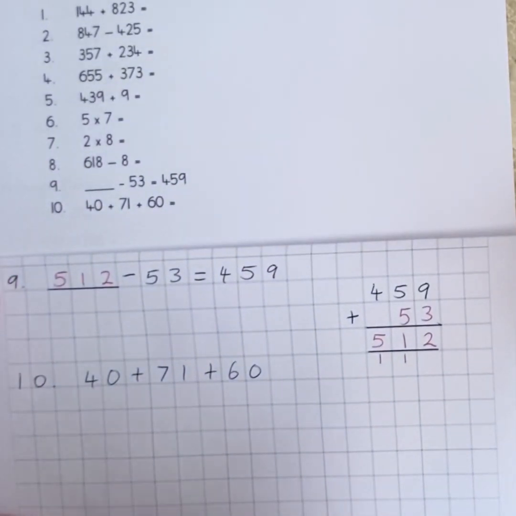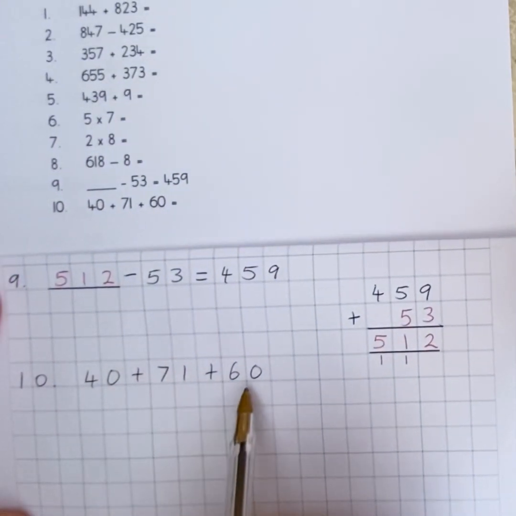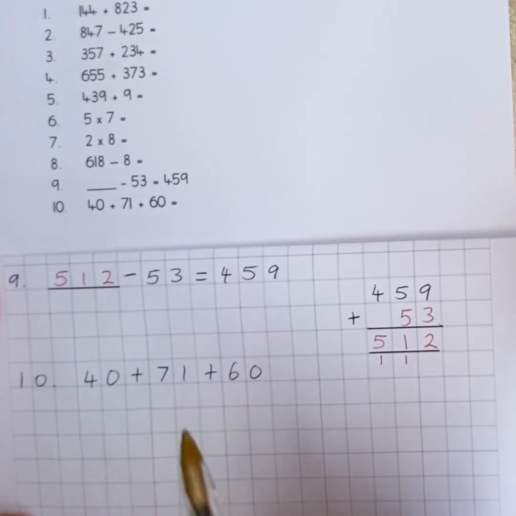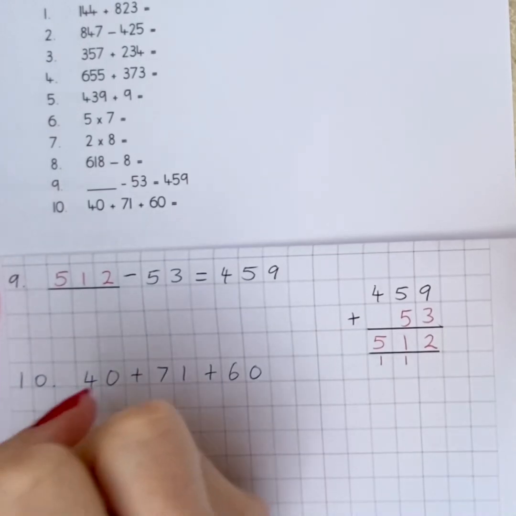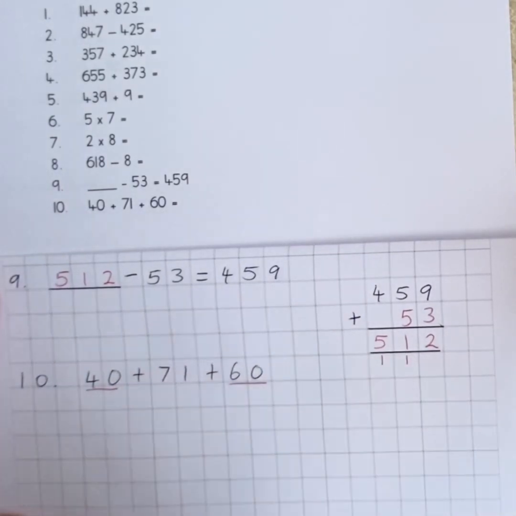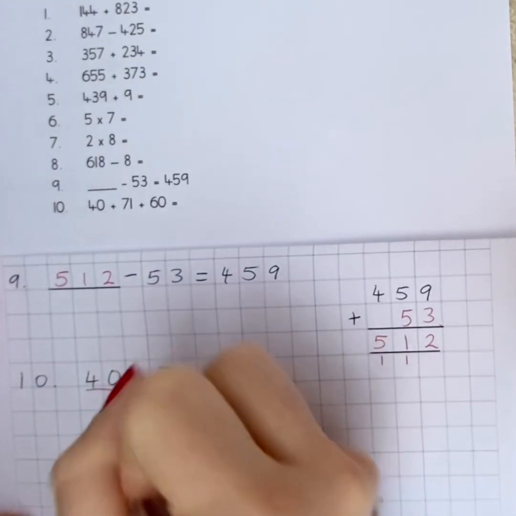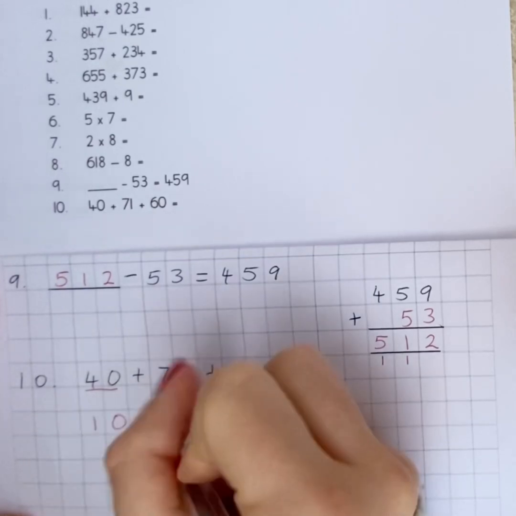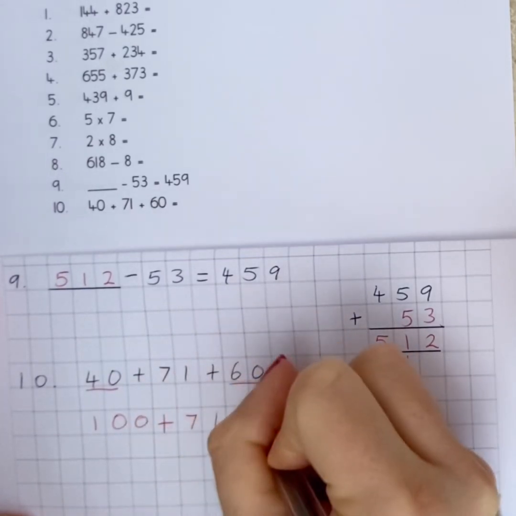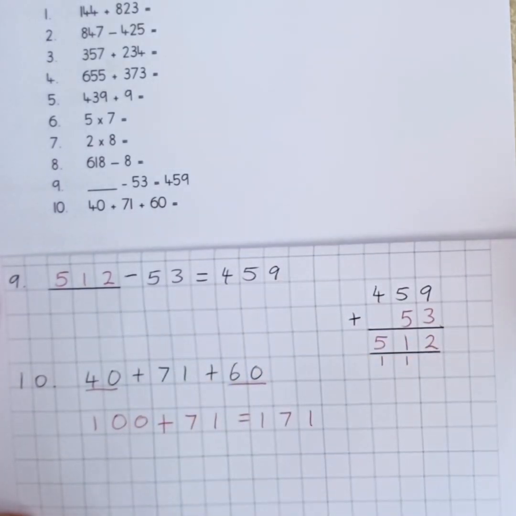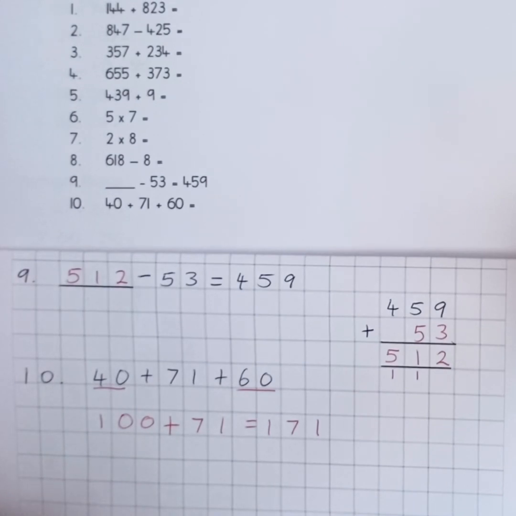Finally, we have 40 add 71 add 60. Here we want to look for complements to see a way to make it easier. Here we have complements to 100. 40 and 60 pair together to make 100. So then it makes it much easier. We can just say 100 add the 71 equals 171. So that is the end of Arithmetic Quiz A.